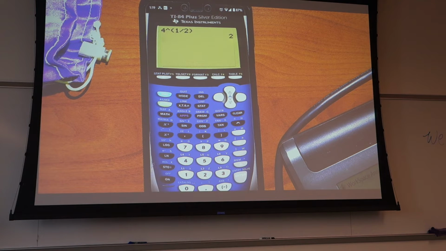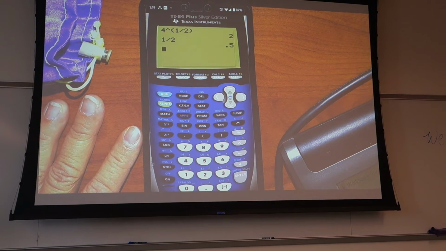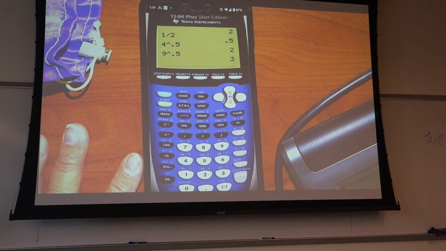Anything raised to the 1/2 power. Oh, what's 1/2 anyways? 1/2 is the same thing as 0.5. Right, so 4 raised to the 0.5 power is 2. What's another one? Square root of 9. 9 raised to the 0.5 power is 3. Everybody, okay, this is making sense for you.